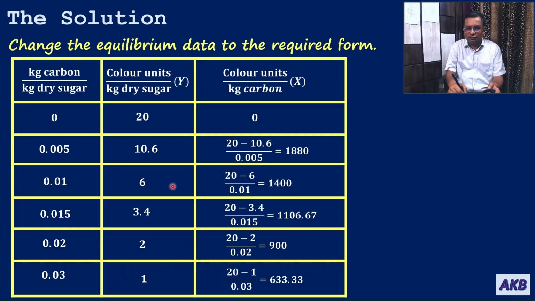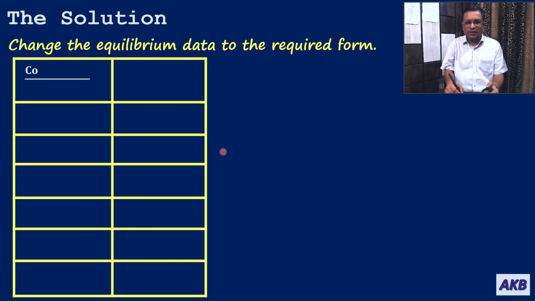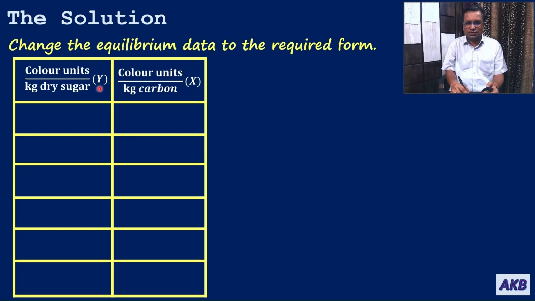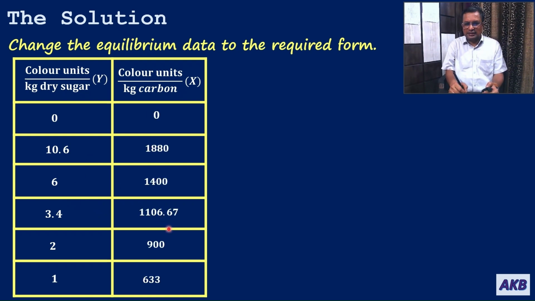So in this way, now we have got all the values for X. We had earlier got values for Y. So we have successfully converted the given equilibrium data into capital X and capital Y. So finally, I will just collect X and Y values. Color units per kg dry sugar in the solution is capital Y. Then color units adsorbed per kg carbon is capital X. So we have these values, and that completes our first task. We have converted the given equilibrium data to capital Y and capital X.